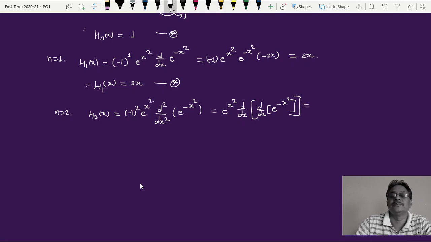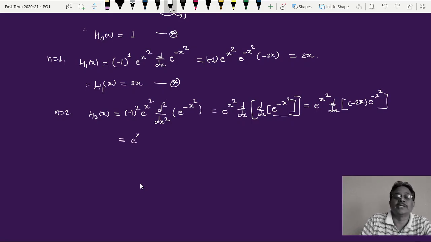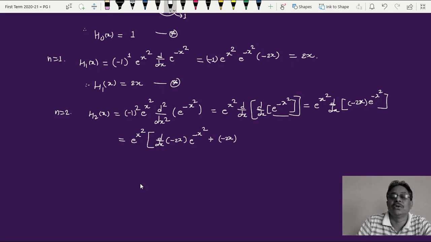Simplifying this, I get e raised to x square as it is, then d by dx of, so in the first bracket, this differential gives me minus 2x into e raised to minus x square. Differentiating this with respect to x, this is e raised to plus x square into d by dx of minus 2x into e raised to minus x square. There are two functions, so it is d by dx of minus 2x into e raised to minus x square will remain as it is, and second time it is plus, now this minus 2x will be as it is, and the differential of e raised to minus x square.